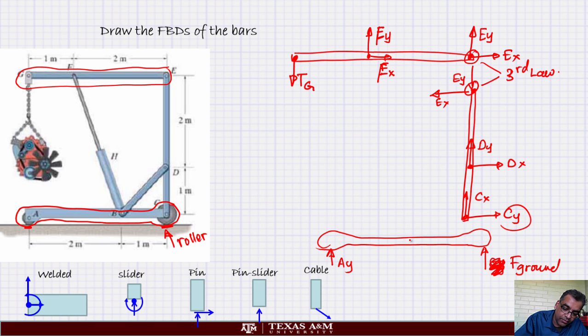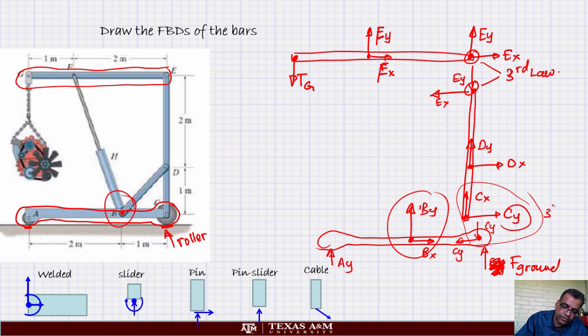And then I have something from here. I don't know how much it is. There are two bars. I don't even know what the heck is happening, but I know it's a pin joint. So if it's a pin joint, I'm going to just write it as By, Bx. We will later look at this joint very carefully. This region. Okay, and then there is this point. Notice I have Cx and Cy. This forms a pair. So I'm going to draw Cy, Cx because of Newton's third law.